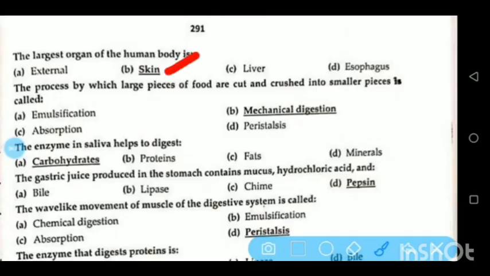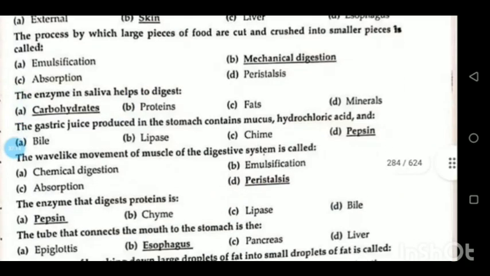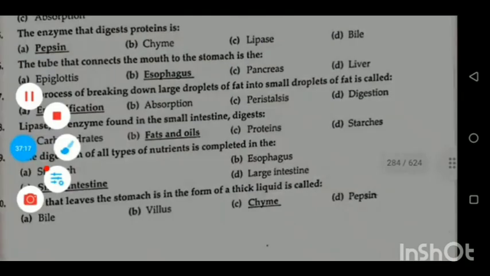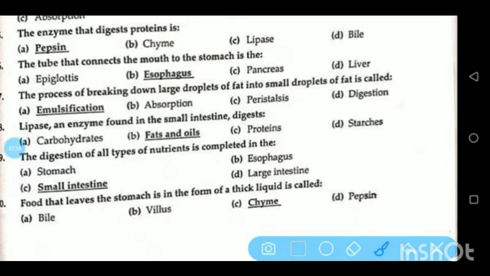The largest organ of the human body is skin. The process by which large pieces of food are cut and crushed into smaller pieces is called mechanical digestion. The enzyme in saliva helps to digest carbohydrates. The gastric juice produced in the stomach contains mucus, hydrochloric acid, and pepsin. The wave-like movement of muscle of the digestive system is called peristalsis. The enzyme that digests protein is pepsin. The tube that connects the mouth to the stomach is esophagus.